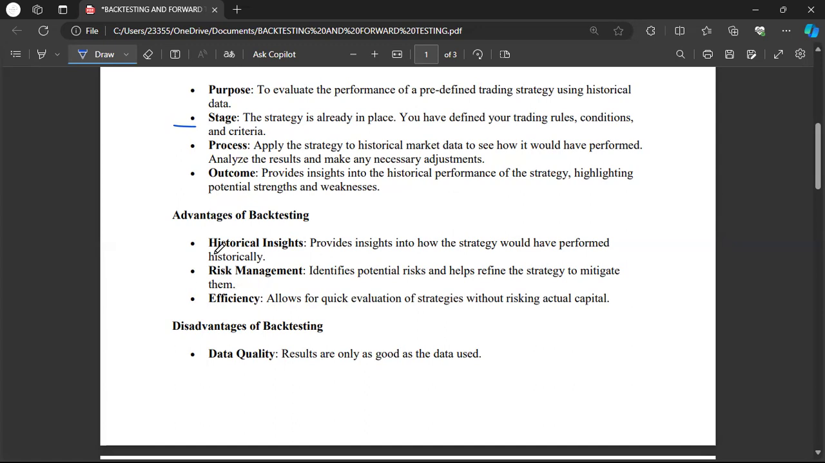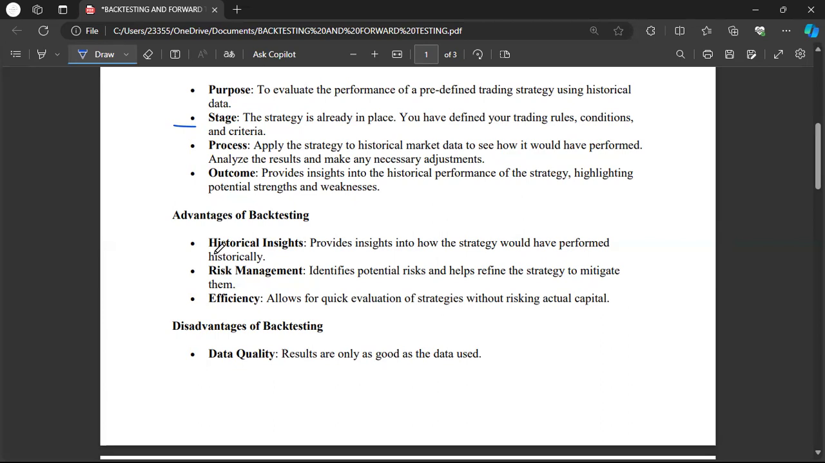That is it. Now, 3 is efficiency. Allows for quick evaluation of strategies without risking actual capital, right? So you are backtesting, meaning you are not trading real money, real assets. So when it happens this way, if there's error or any errors one way or the other, you have the liberty to what? Make amendments or make some changes. So that is it. You know the importance.